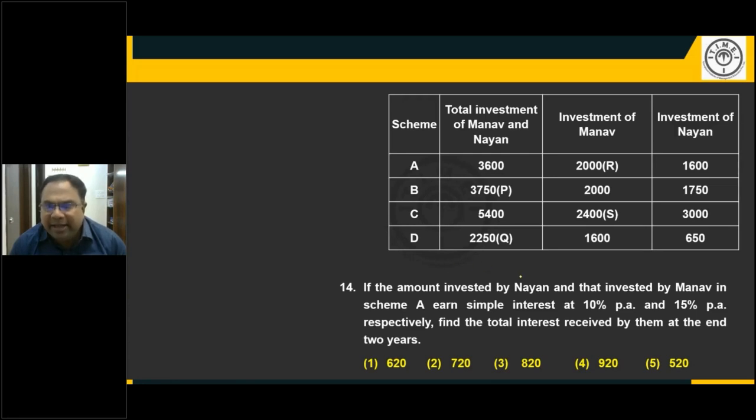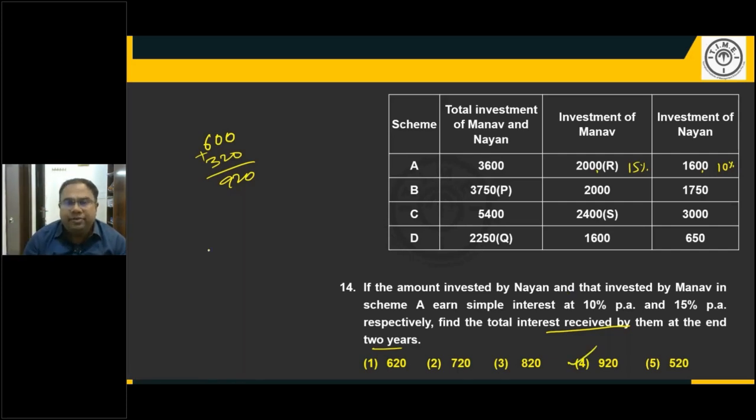Amount invested by Nayan and that invested by Manav in scheme A earns simple interest at 10% per annum. Scheme A, Nayan investment 10% interest. Manav is getting 15% interest per year. Total interest received by them at the end of 2 years. Each year my interest is same now. For 1 year it is 15%. 15% means 10%, 200, 5%, 300. 2 years it will be 600. 10%, 1 year 160, 2 years 320. 920 now directly. You got the point.